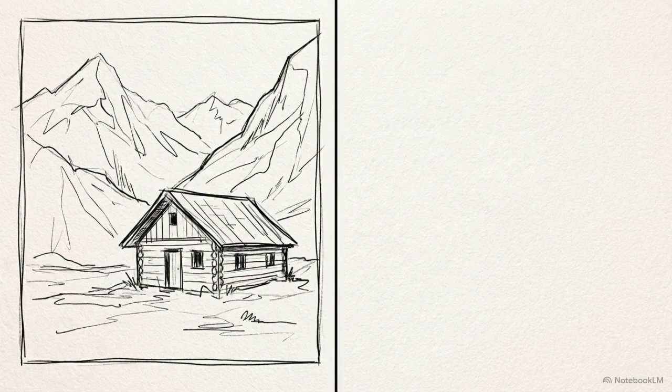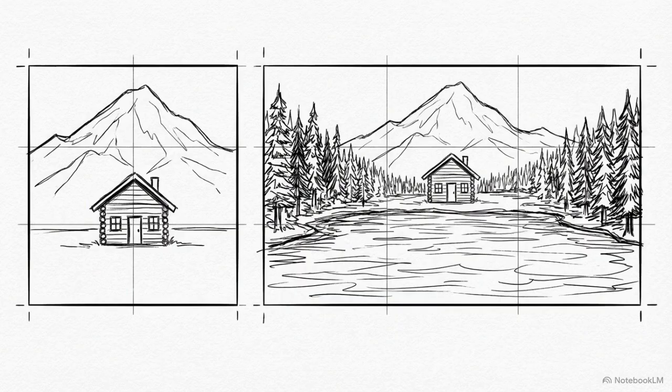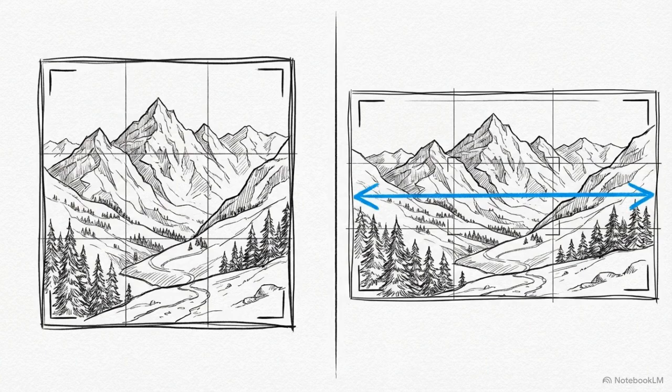Look at this side-by-side comparison. On the left, we have a flat, centrally framed square landscape generated by a standard AI prompt. On the right, that same landscape is rendered in a sweeping 16:9 widescreen format. Your eye naturally travels across the right image, while the left feels static.